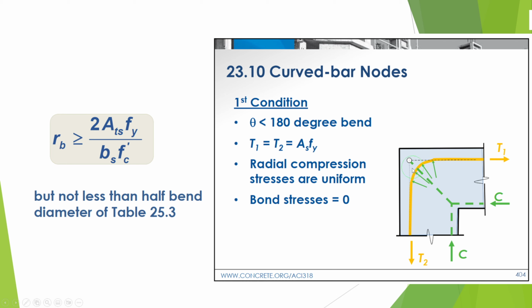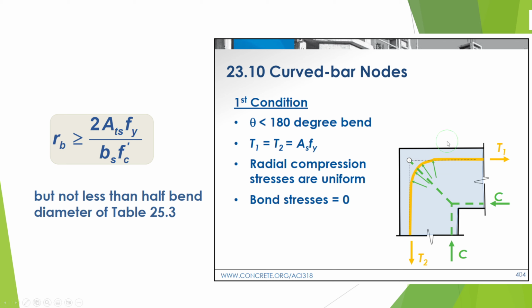This curve should satisfy a minimum radius equal to this equation: multiply the area of steel, maybe this is 6 bars or 7 bars, this depends on your design, multiplied by the yield strength, divided by the width into the plan.